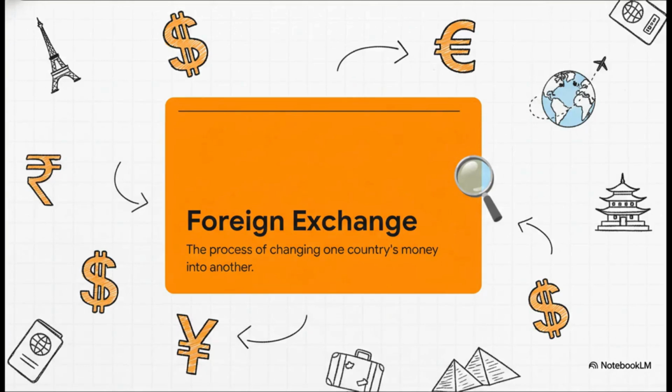Next up, we've got foreign exchange, or what people usually call Forex. Have you ever traveled or bought something online from another country? Then you've used it. It's this huge, massive global market where currencies are constantly being traded against each other. You know, dollars for rupees, euros for yen, the whole thing.